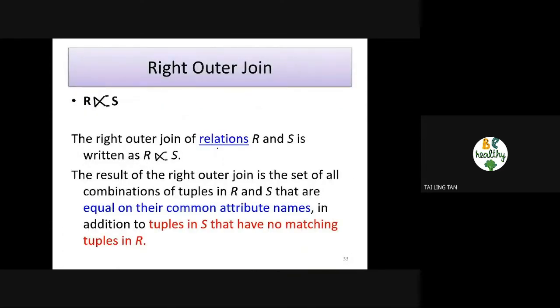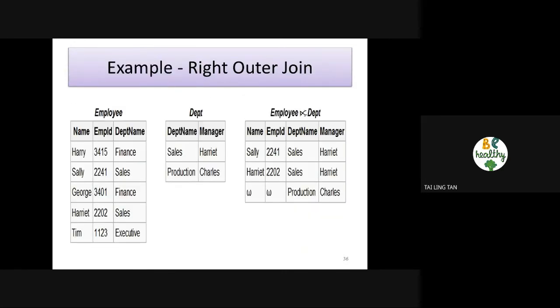Later we will go through a left outer join again. But for this right outer join, the relationship is totally different. Now we have R and S here. This one is for the relation S, and this one is for the relation R.